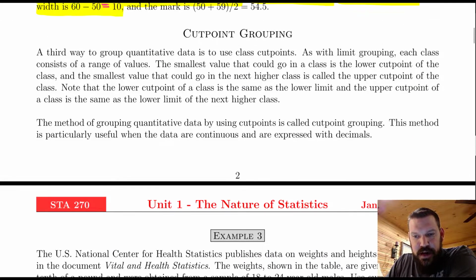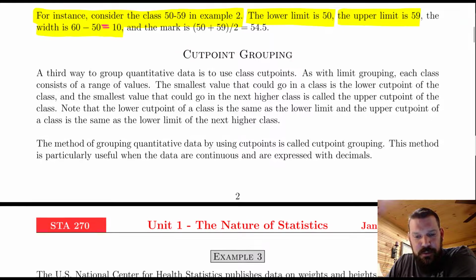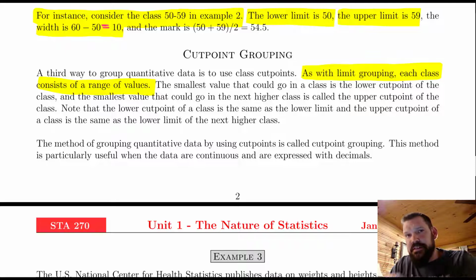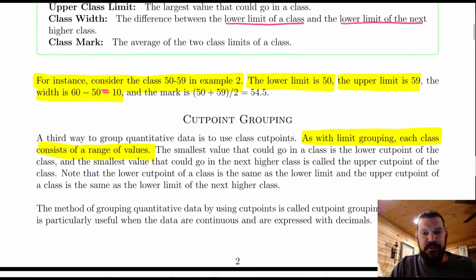The best way to describe the primary difference between the two, when you look at limit grouping and cut point grouping: the similarities are that with limit grouping, each class consists of a range of values. You have the same thing with cut point grouping. This is probably more useful when you have continuous variables as opposed to discrete values.